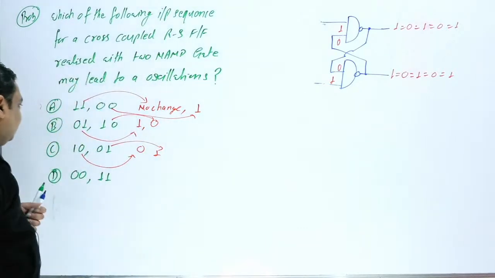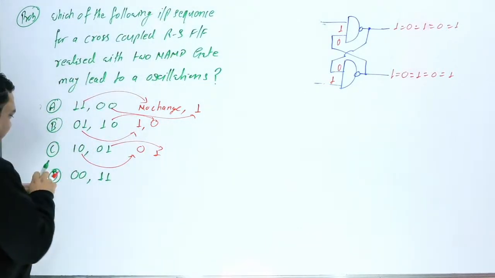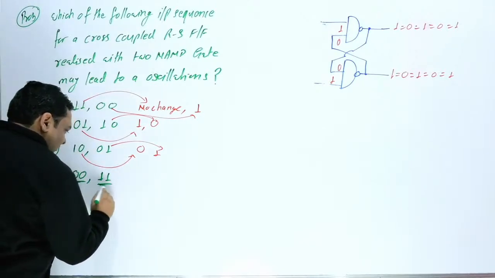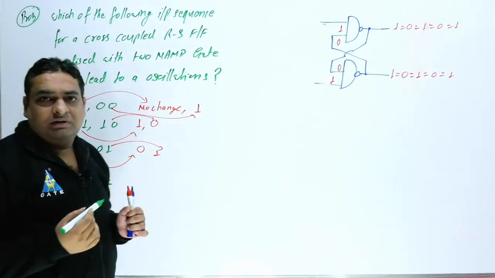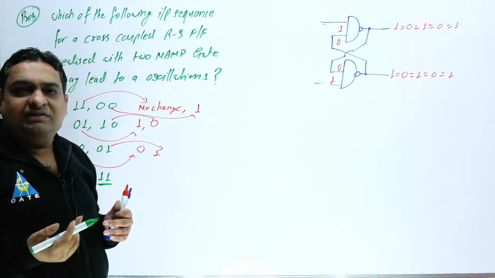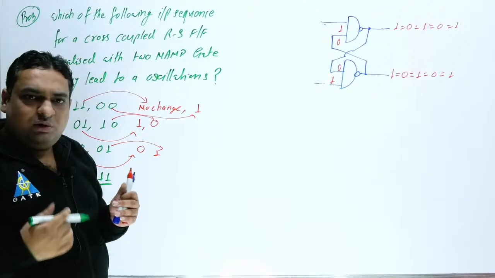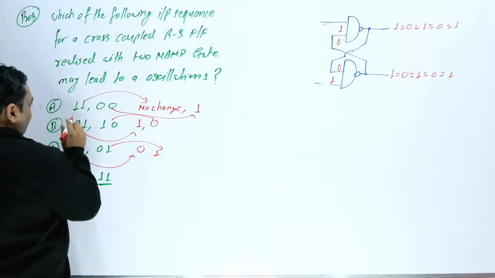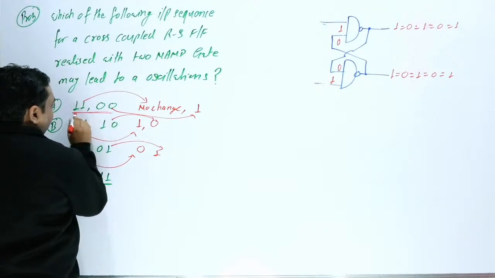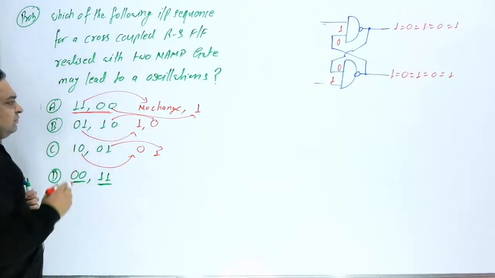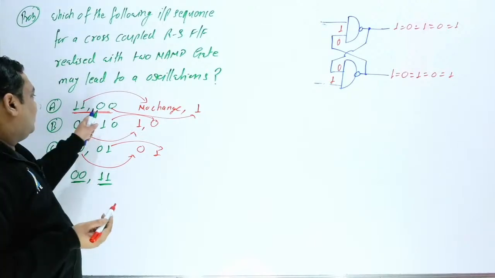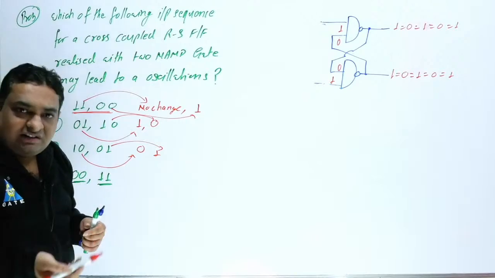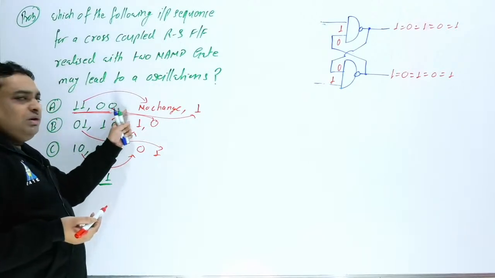Now you will ask me, sir, if we first apply 0 0 and then we apply 1 1, then we are getting oscillations. So first you have created an invalid state. Now you will ask me, sir, why can't the same thing happen here? Because for 1 1 you are getting no change, and for 0 0 you are getting only a fixed state, that is 1. One more state is required here.